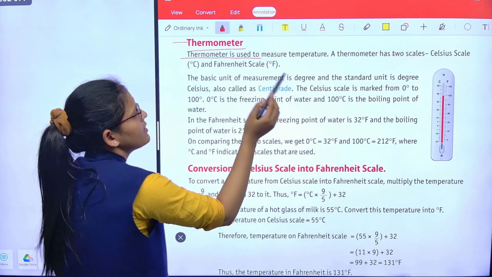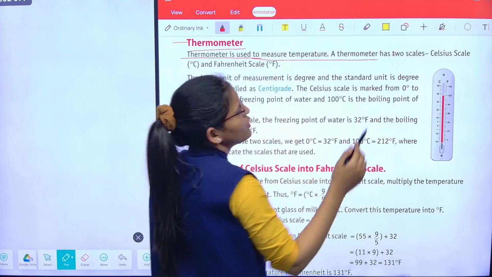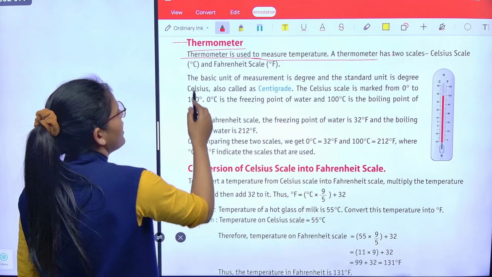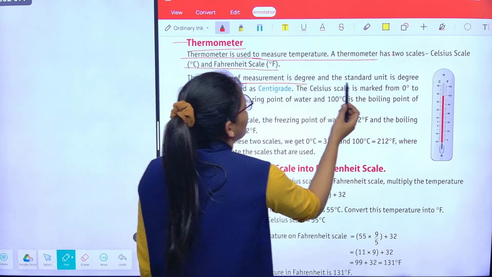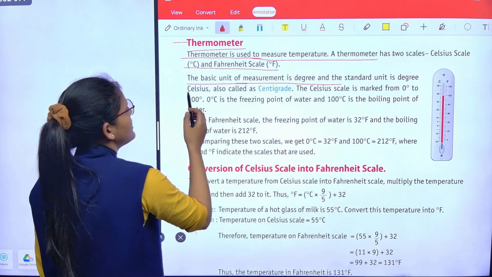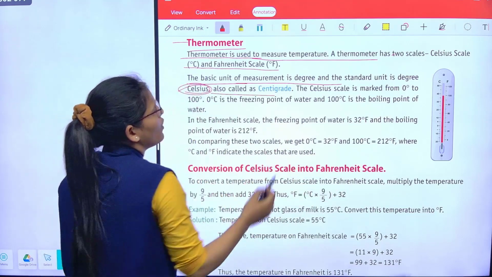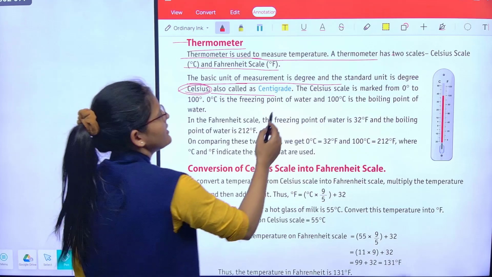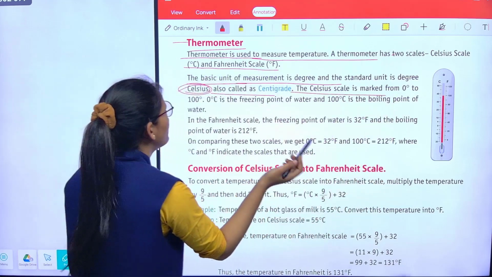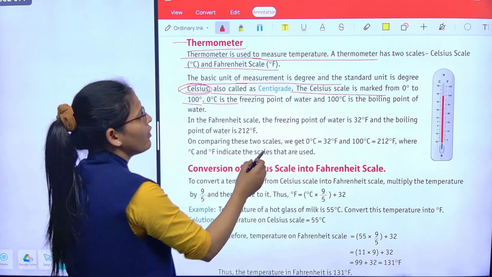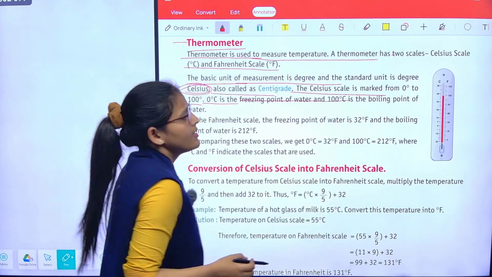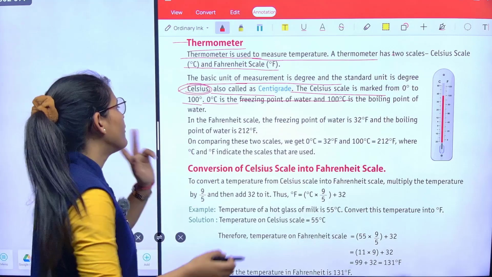A thermometer is used to measure temperature. A thermometer has two scales, Celsius scale and Fahrenheit scale. Now the basic unit of measurement is degree and the standard unit is degree Celsius, also called centigrade. The Celsius scale is marked from 0 degree to 100 degree. 0 degree is the freezing point of water and 100 degree Celsius is the boiling point of water.